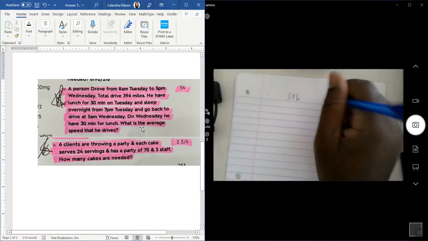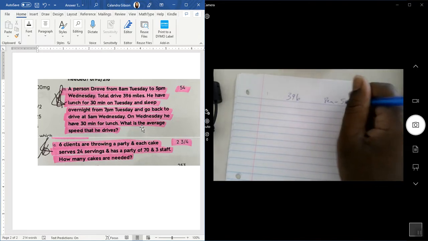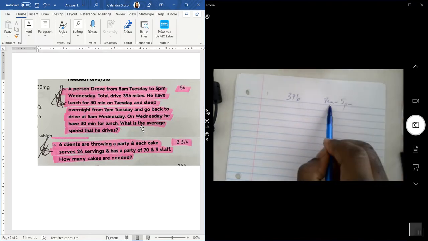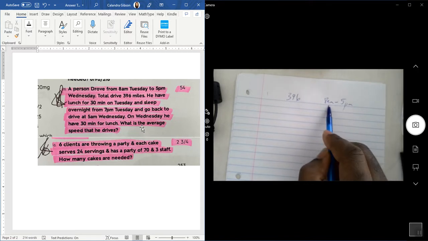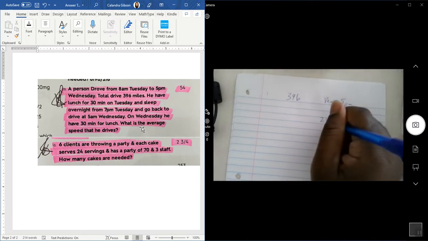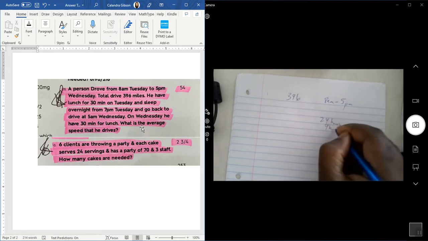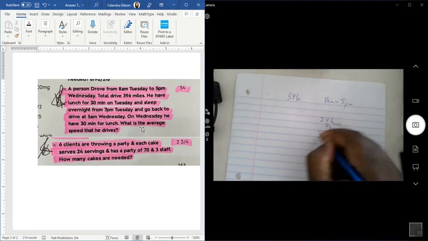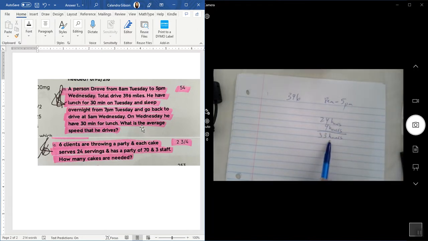So from 8 a.m. to 5 p.m. Now remember, this is 8 a.m. Tuesday to 5 p.m. Wednesday. So from 8 a.m. Tuesday to 8 a.m. Wednesday, that's 24 hours. And then we know from 8 to 5 p.m., that's another 9 hours. So that's a total of 33 hours.